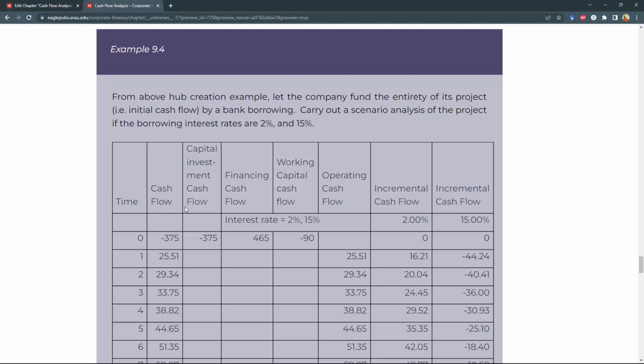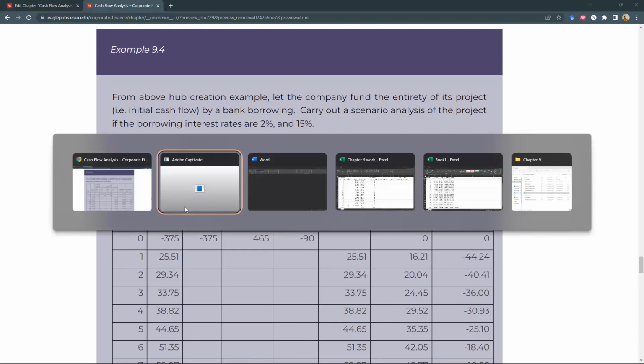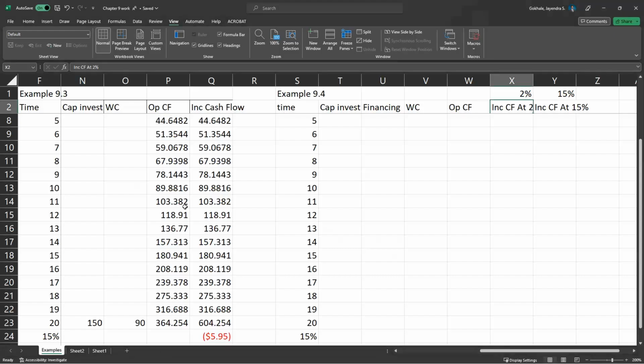Example 9.4. From the hub creation example, let the company fund the entirety of its project, that is the initial cash flow, by bank borrowing. Carry out a scenario analysis of the project if the borrowing interest rates are 2% and 15%. So let's get to work here.